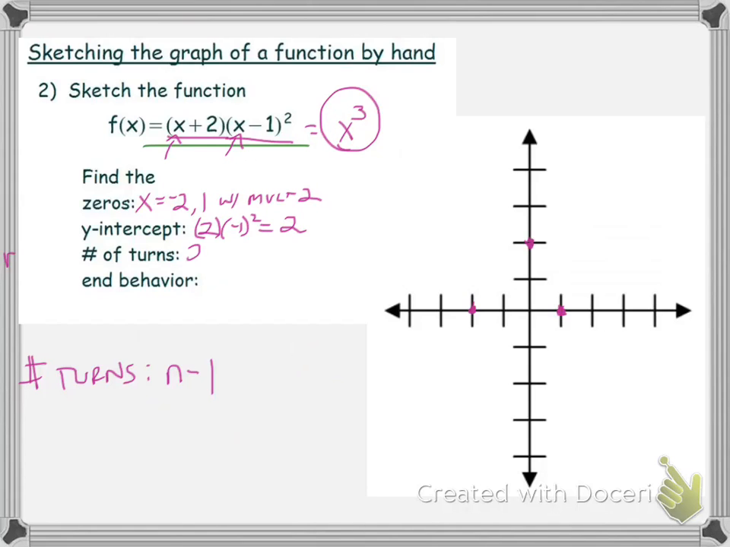So the number of turns is going to be 2, and the end behavior, because it's a +1, is going to be going in a positive direction. So as x is going to the left, the graph is going down towards -infinity, and when x is going to the right, the graph is going up towards +infinity. So what I'm going to do is draw my arrows for my end behavior there, and then connect them through the points that I already have.